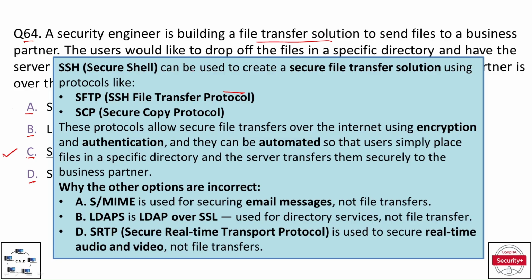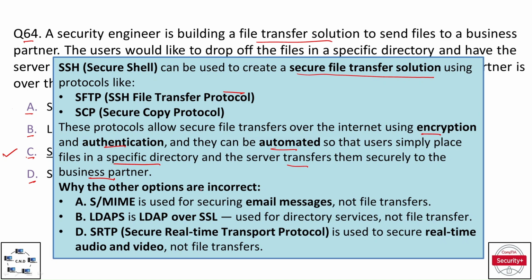So SSH, or secure shell, can be used to create a secure file transfer solution using protocols like SFTP, that is SSH file transfer protocol, or secure file transfer protocol, or SCP, that is secure copy protocol. These protocols allow secure file transfer over the internet using encryption and authentication, and they can be automated so that users simply place files in a specific directory and the server transfers them securely to the business partner.